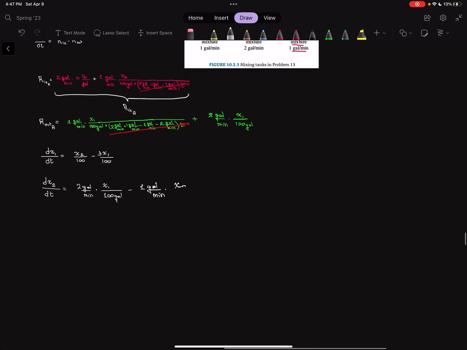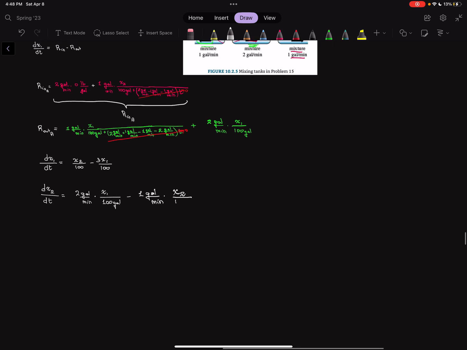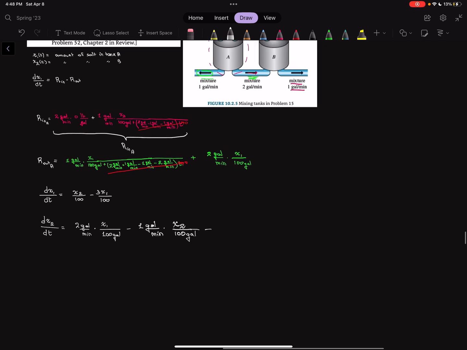So it's going to be multiplied by the concentration of tank B, which is the amount of salt at any time in tank B, x sub 2, divided by the volume in B, which is at any time 100 gallons, because the net rate for this one is also 0. Otherwise, you'd have to do this. So don't neglect that.